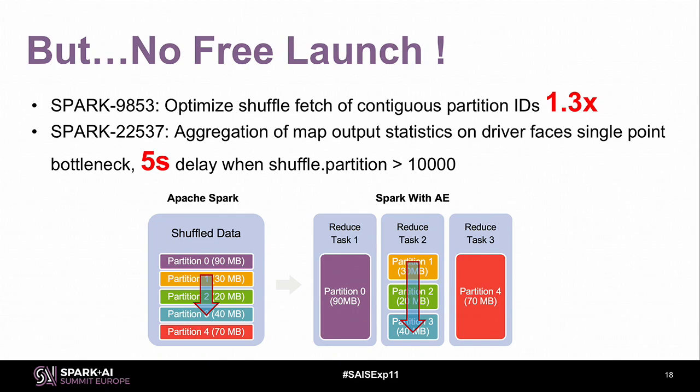The second optimization is about the map output statistics computation. Previously, it was computed by a single thread on the driver side. But when we use a big shuffle partition number, it will have an obvious delay. So we introduce a multi-threaded way to compute. It greatly helps solve this issue.